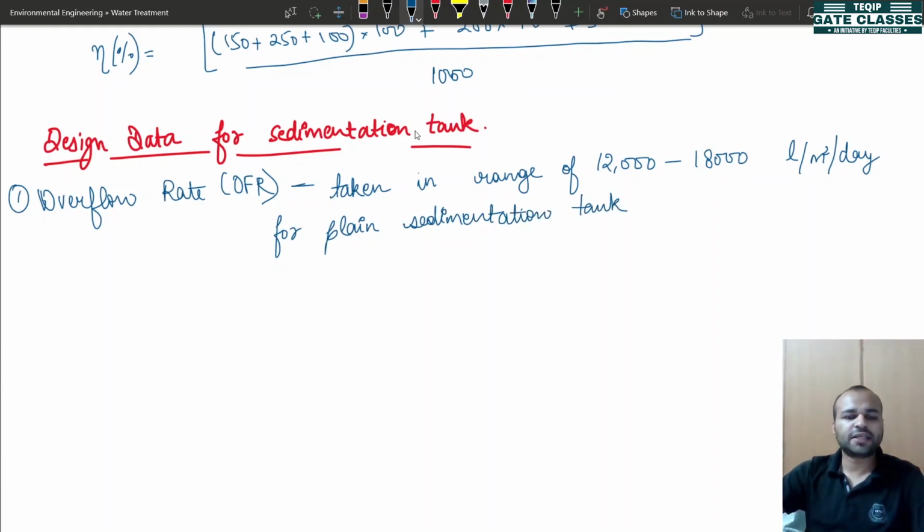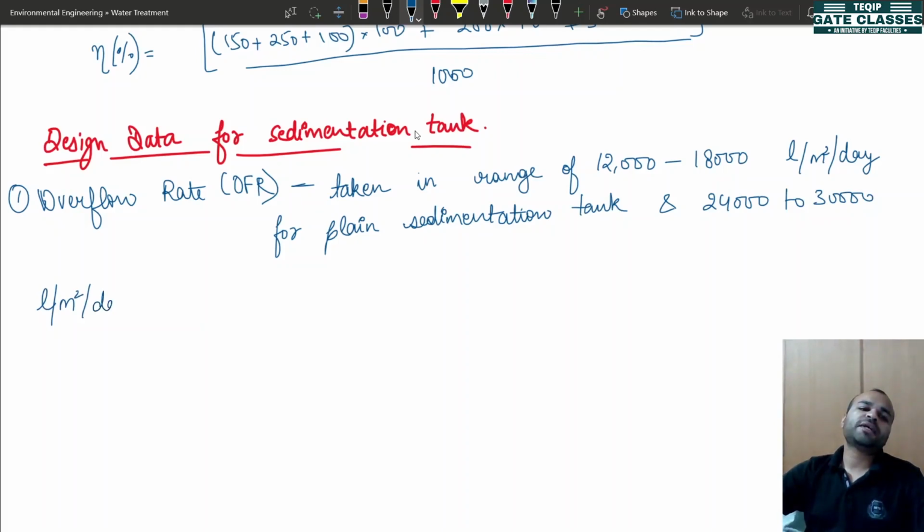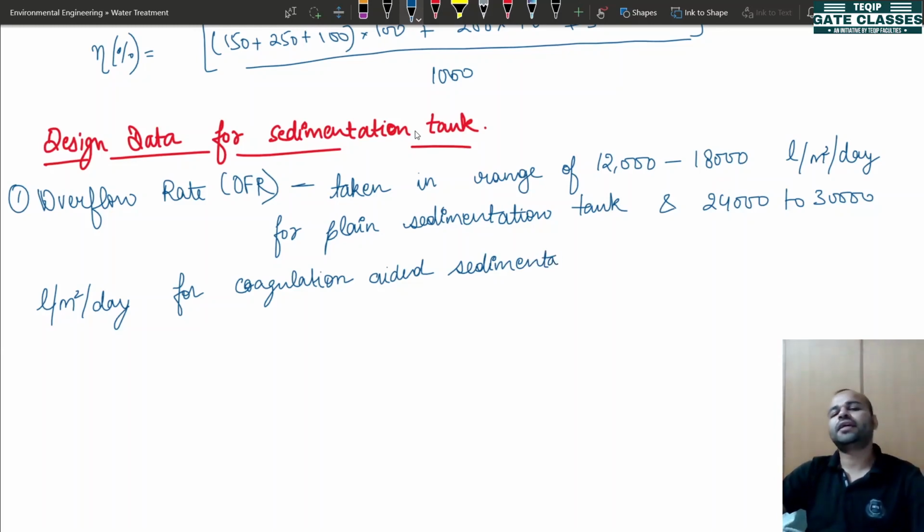Plain sedimentation tanks, and 24,000 to 30,000 liter per meter square per day for coagulation aided sedimentation tank. What do we mean by coagulation aided sedimentation tank? This is the next process that we'll be learning.